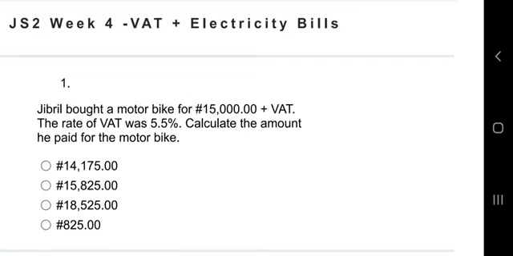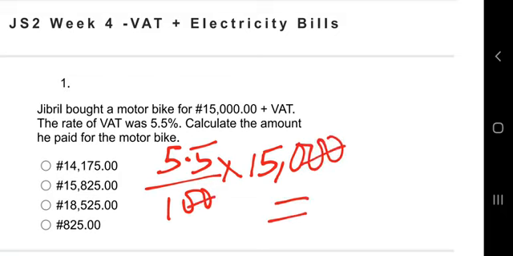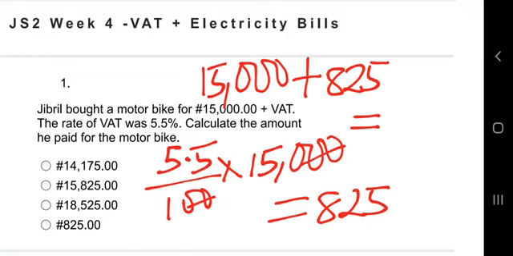Which means we need to calculate the VAT and add it to 15,000 naira. So what we're going to do will be 5.5 divided by 100 multiplied by 15,000. By the time we multiply everything together, we're going to get 825 naira. So this will be added to 15,000 naira. That is 15,000 naira plus 825, and that gives us 15,825 naira. So that is this option here. So that's the first question. Let's move to the second question.